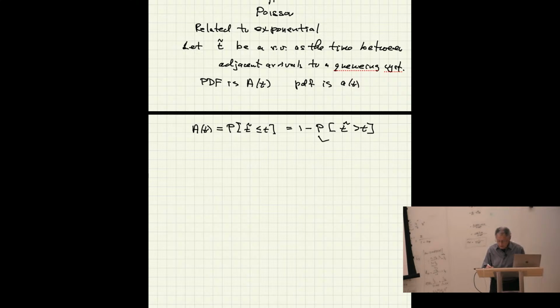Now, what is this probability that t tilde is greater than t? It means there's no arrivals in the interval 0 to t. If the interarrival time is bigger than t, then nobody occurred up to t. And what do we call that? We call that P0 of t, the probability of no arrivals in t from a Poisson process.